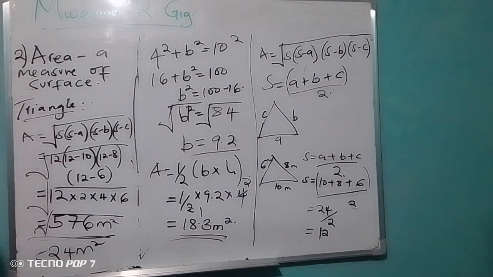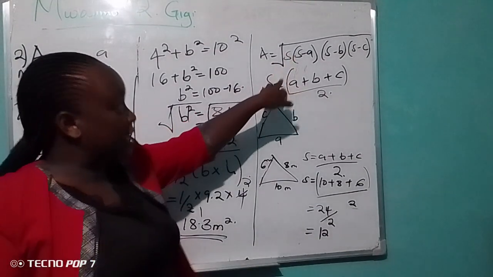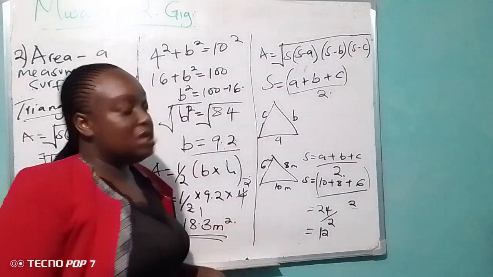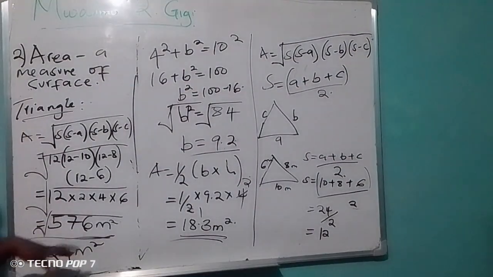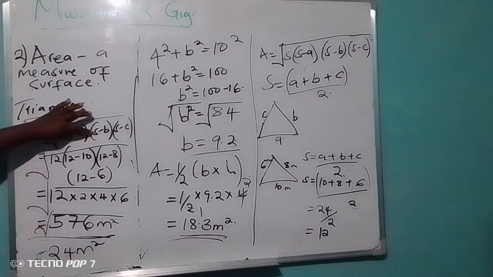So to find the square root, iko kwa square root. Sawa? So to find the square root: the square root of S into S minus A into S minus B into S minus C. Then usisahau square root. The square root of S into S minus A, S minus B, S minus C.